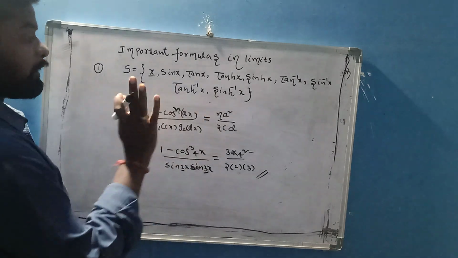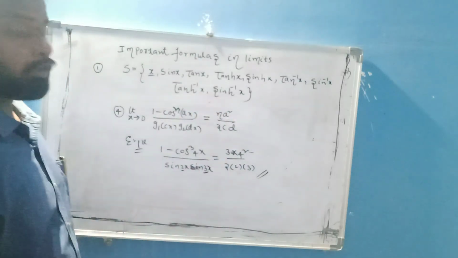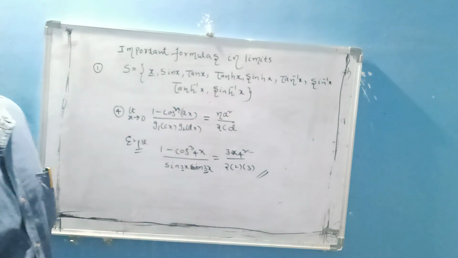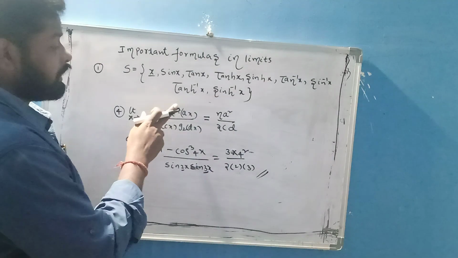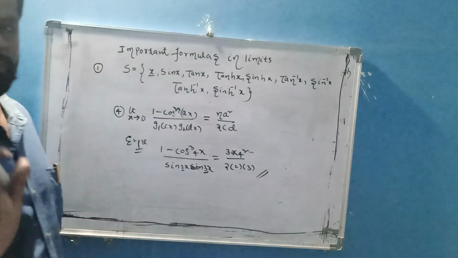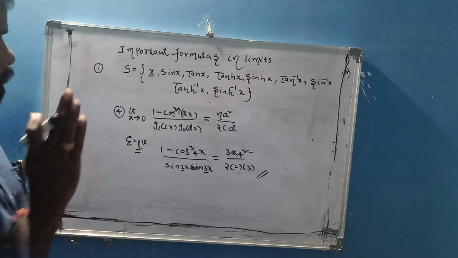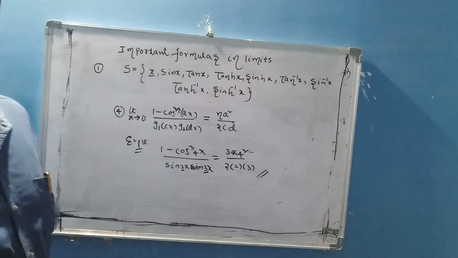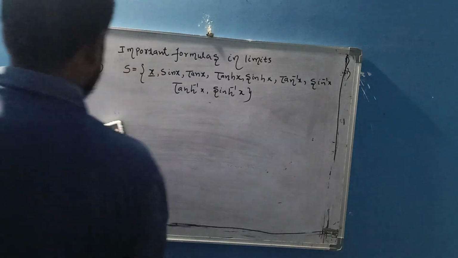If power is given, apply this. If power is not there, you don't take n, just a square by 2cd. If power is there, multiply with the power, na square by 2cd. Here power is there, na square by 2cd. Here power is not there, a square by 2cd. Like this the function is repeated. Okay, like this model is given, apply that formula. Fourth one completed. Fifth one.